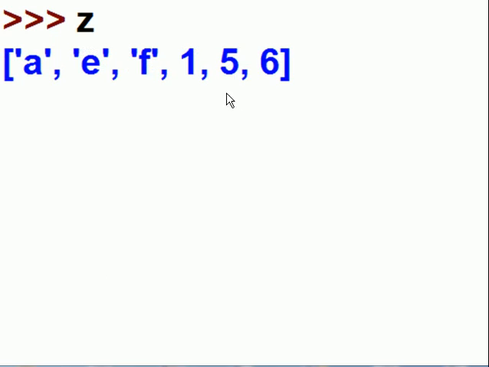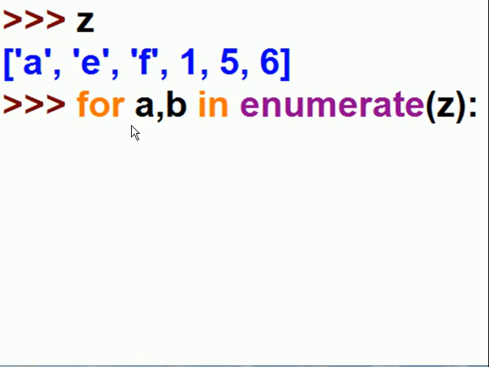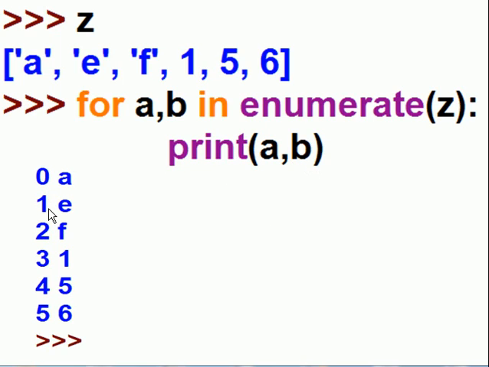Now Z has A, E, F, 1, 5, 6 in it. For every A, B in Z, there is no two things in Z. Oh, enumerate it. Now there are two things in Z. 0, A, 1, E, 2, F, 3, 1, 4, 5, 5 and 6. So I'm going to enumerate, number these guys. And we can refer to them as A and B now. Print out A and B. And 0 A, 1 E, 2 F, 3 1, 4 5, 5 6. Wow.